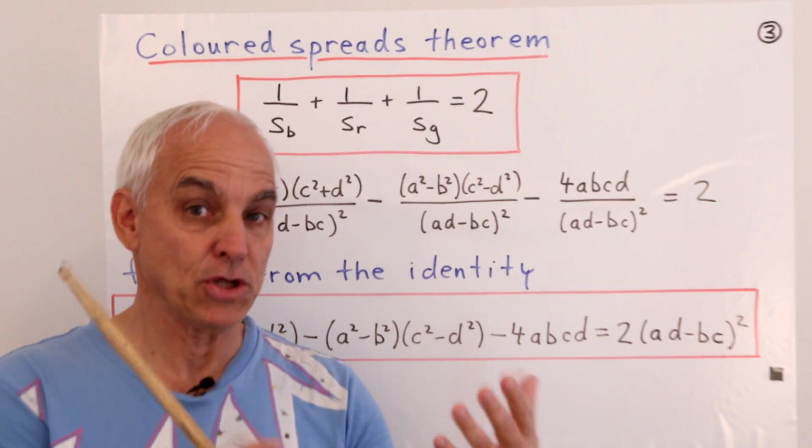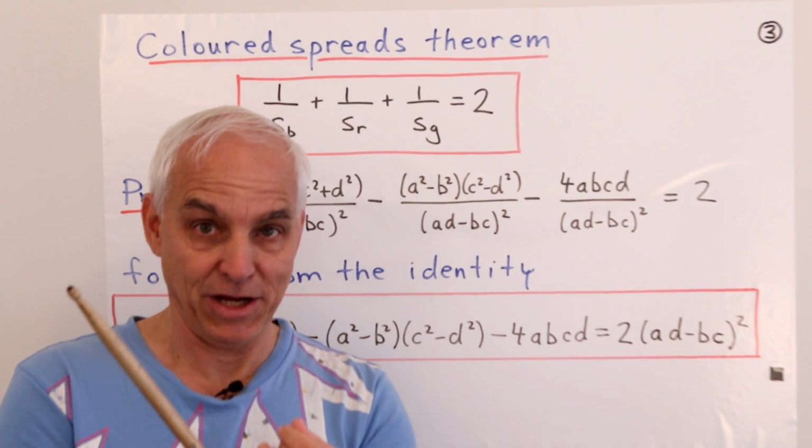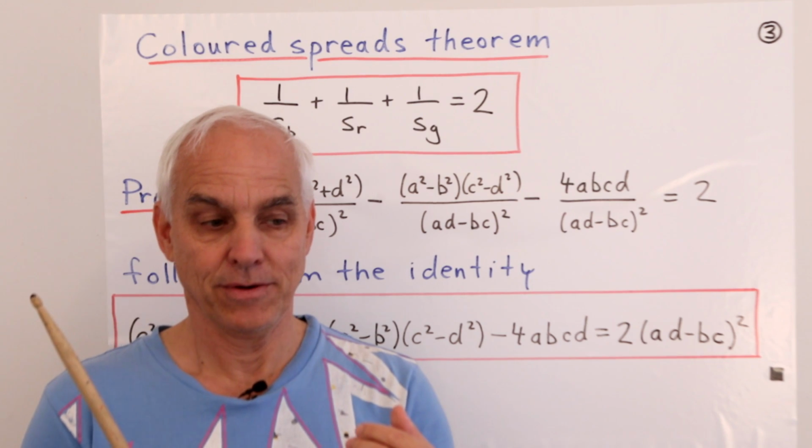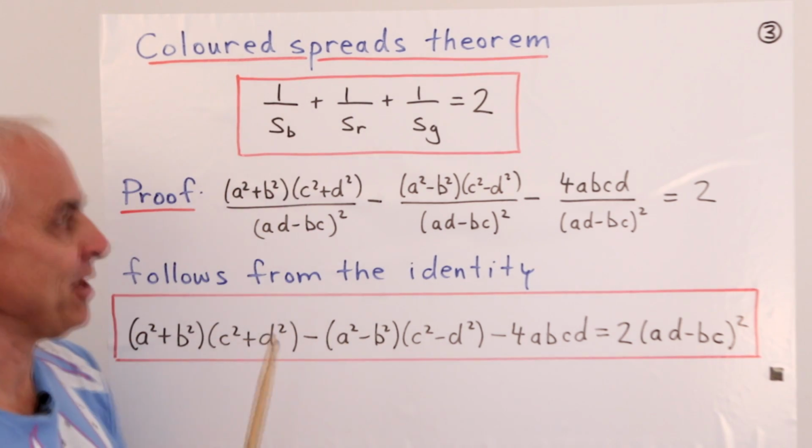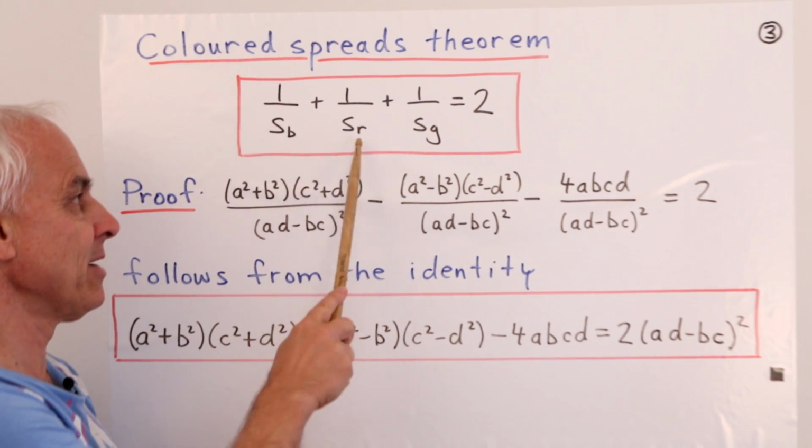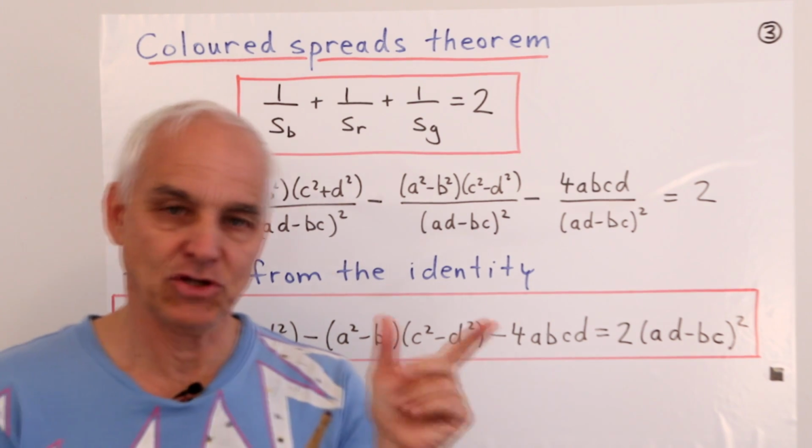Okay, so we can use those formulas on the previous page to see a lovely connection between the three spreads formed by any two vectors.